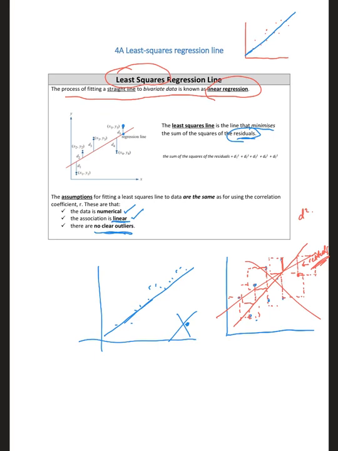Okay, so nice quick one today. The process of fitting a line is called the least squares regression line. It's created by trying to minimize the sum of squares of the residuals. Remember, the residual is the distance between each point and the actual regression line. And the assumptions are we've got numerical data, it's linear, and there are no clear outliers. All right, hope that's helped.